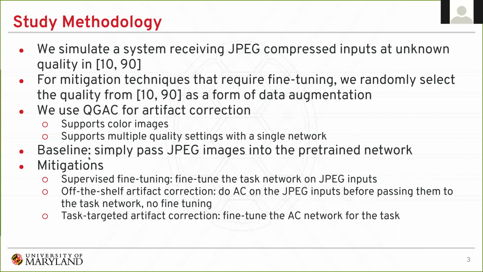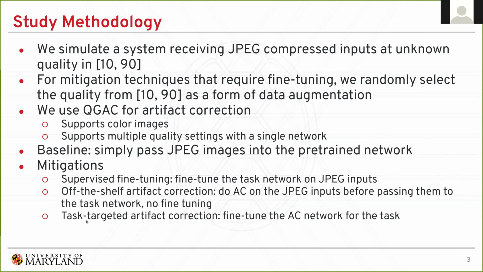And then our baseline is to just simply pass JPEG images into a pre-trained network. And this is what we're comparing to. So now when we look at mitigations, we have supervised fine-tuning, sort of the obvious choice, where you just take your dataset and JPEG compress the inputs and fine-tune with the labels themselves. Off-the-shelf artifact correction is something I've heard discussed, where you just do JPEG artifact correction on the JPEG inputs, then pass them into the network. No fine-tuning involved, no training, nothing.